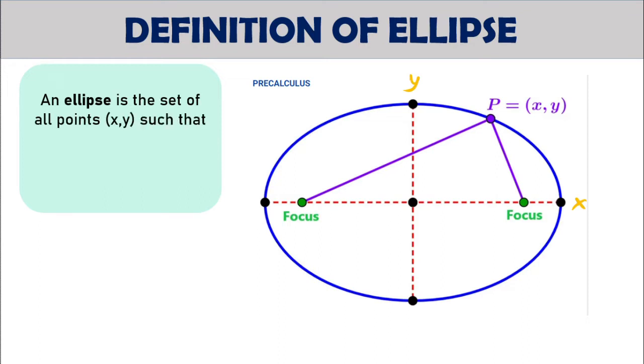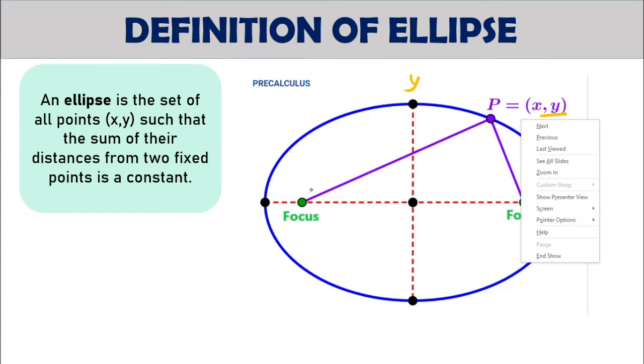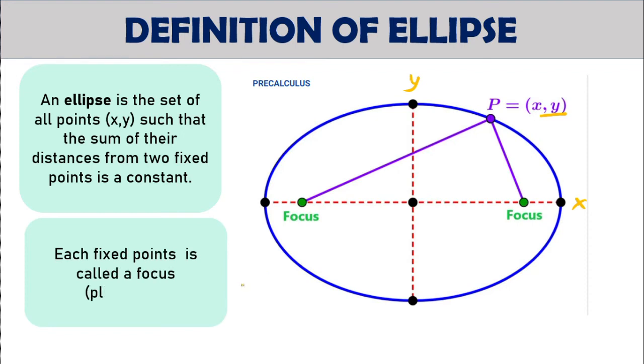Okay, so here is the definition. An ellipse is a set of all points x, y such that the sum of their distances from two fixed points is a constant. We all know that there are infinite points in an ellipse. So, yung blue curve here. So, pick tayo ng one point, which is point P. So, yung point P is at x, y. So, yung fixed points naman, we have here the focus, dalawang focus, no? And each fixed point is called a focus. Ang plural naman nito is ang foci.